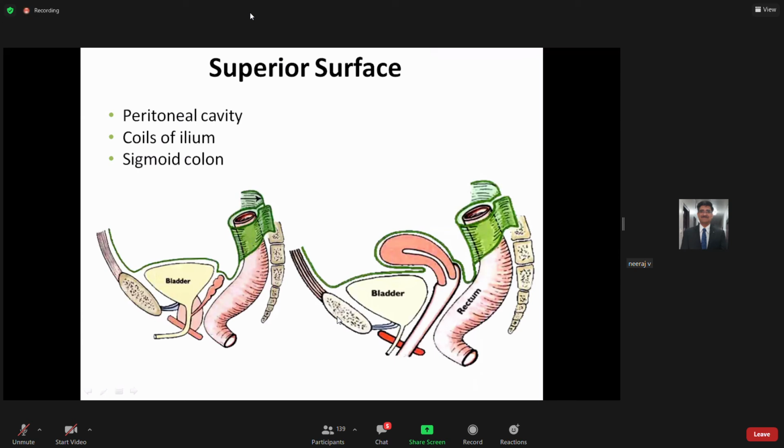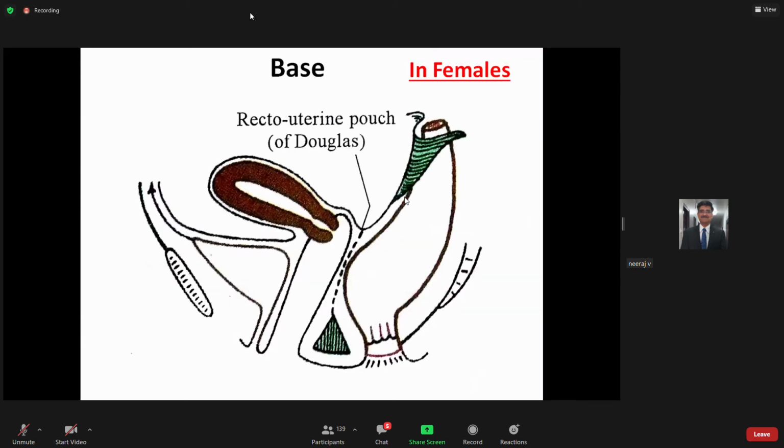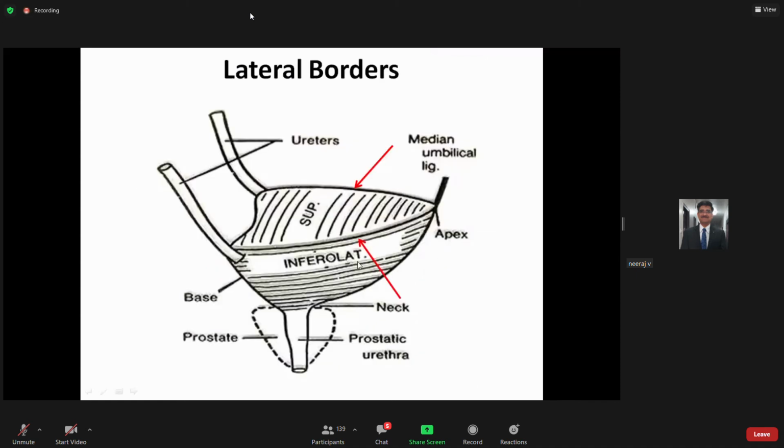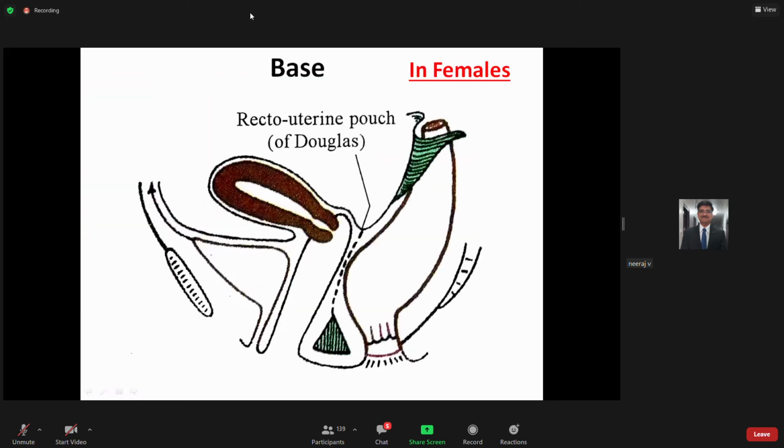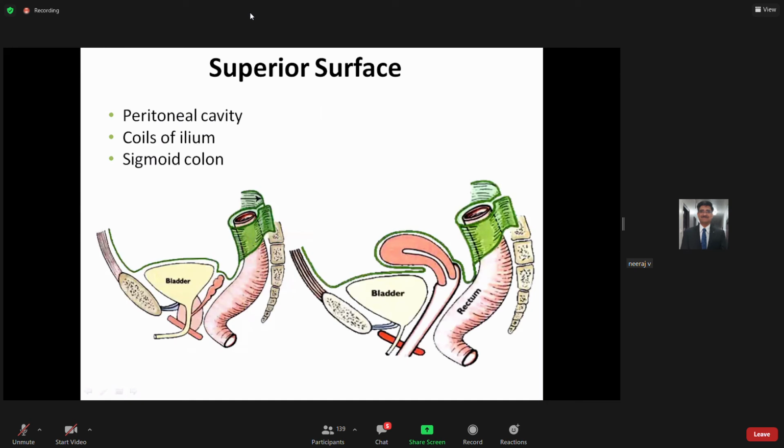You can see this is the inferolateral surface on the right side. Similarly, you have one inferolateral surface on the other side. So each inferolateral surface slopes downward, forward, and medially, and meets that of the opposite side in the midline in a ridge. So that line diagram was basically for better understanding.